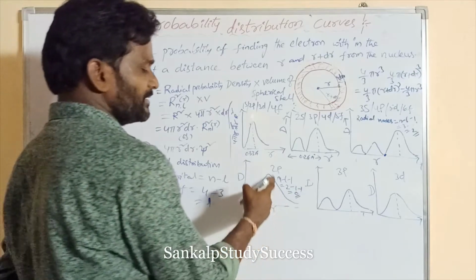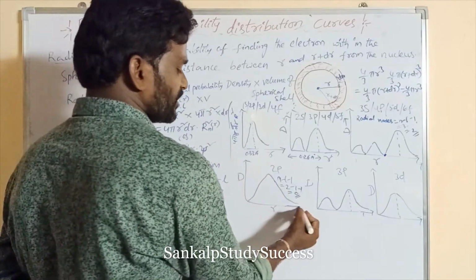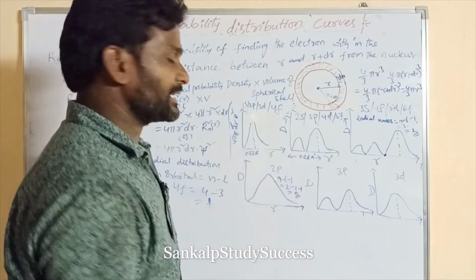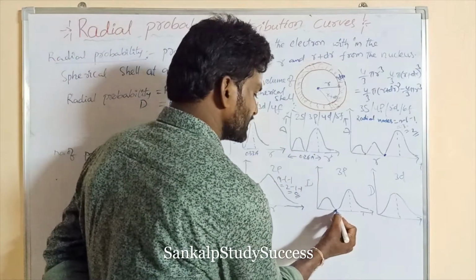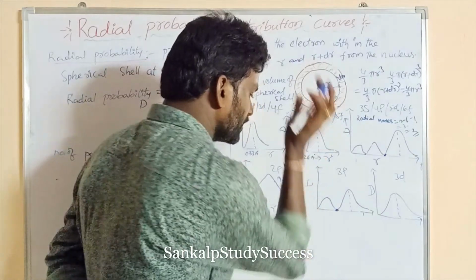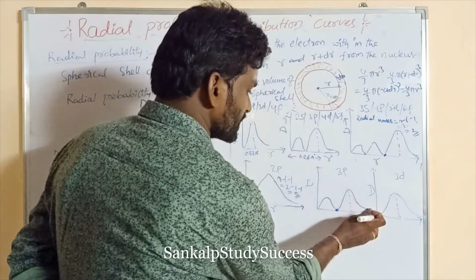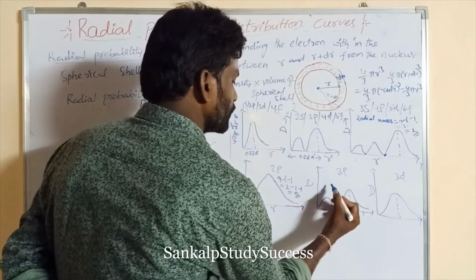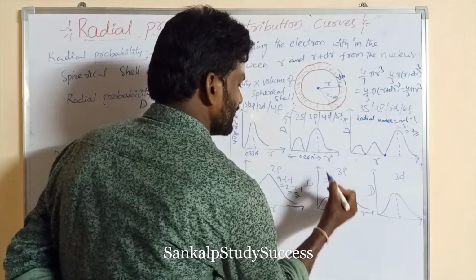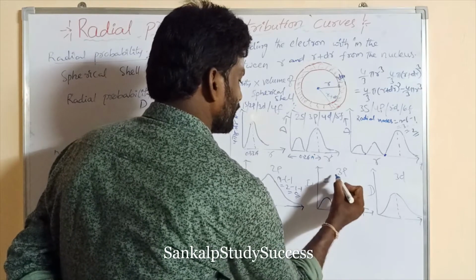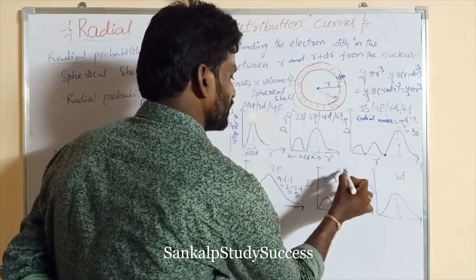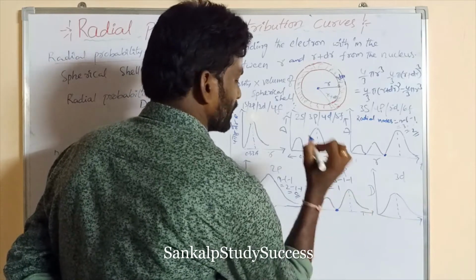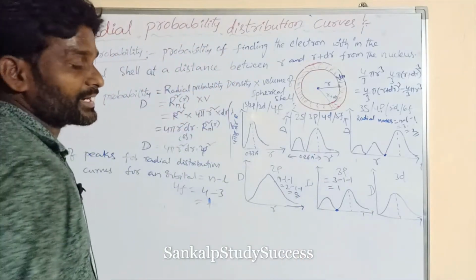So that means here this peak is not touching the x-axis. The node is absent. For the 3p orbital, this peak is not touching the x-axis. That means one node. According to the formula, n minus l minus 1, this is the radial node. What is the n value? 3, minus l value 1, minus 1. 3 minus 2 is 1. So this is one radial node.